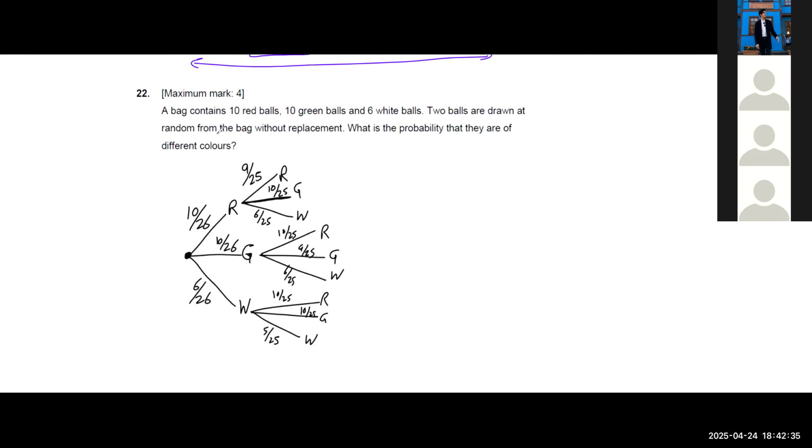Perfect. So, what's the probability that they're all different colors if we pick out two balls? So, there's two ways to do this. Anybody tell me how I would do it? Any ideas?